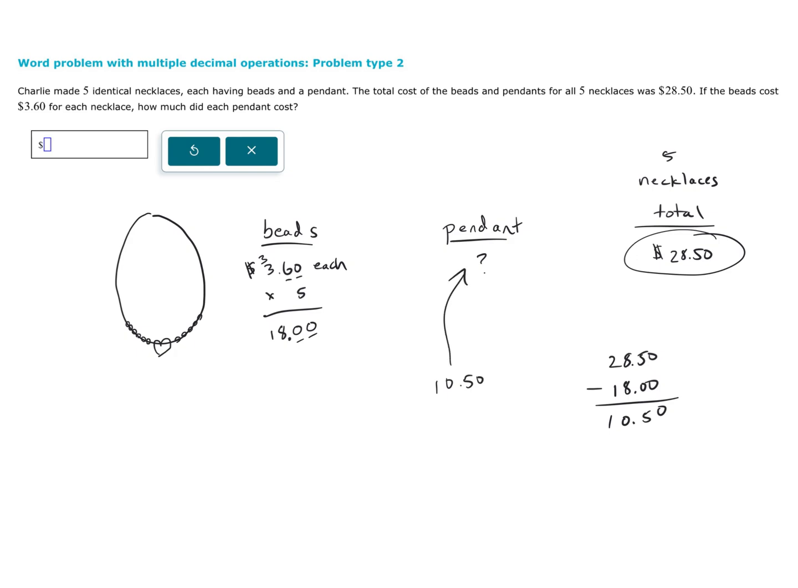This has to be the pendants cost, but this is the pendants cost for all 5. So let's find out what each pendant cost by simply taking this $10.50 and dividing it by 5. 5 goes into 5 once, and 5 goes into nothing no times. So we have our pendant cost $2.10 for each pendant for each necklace.